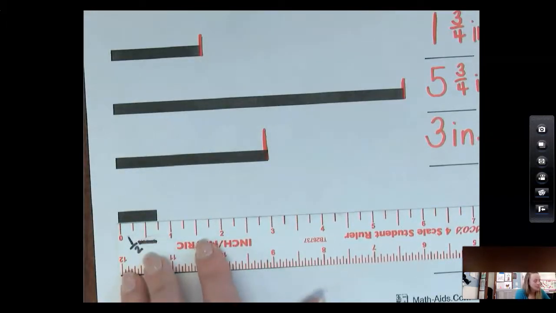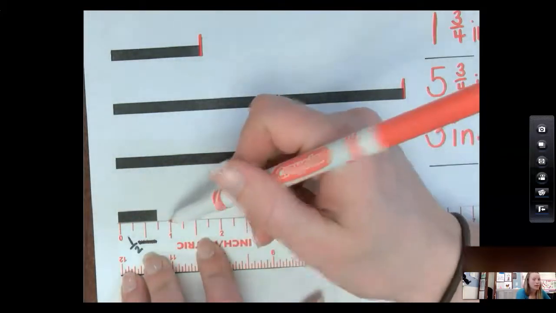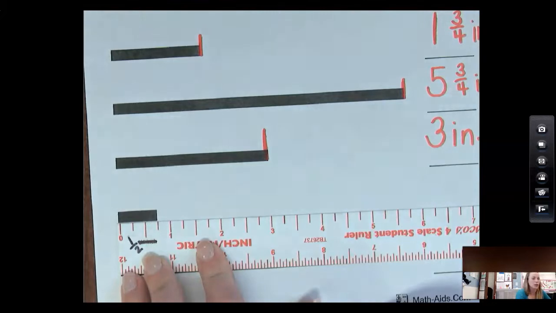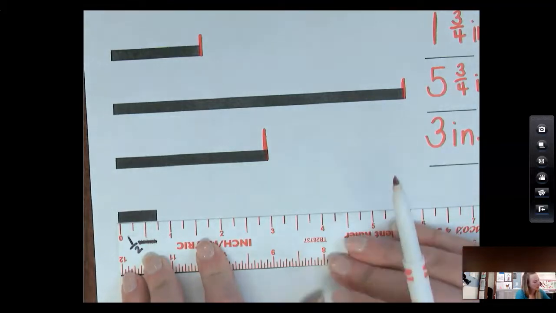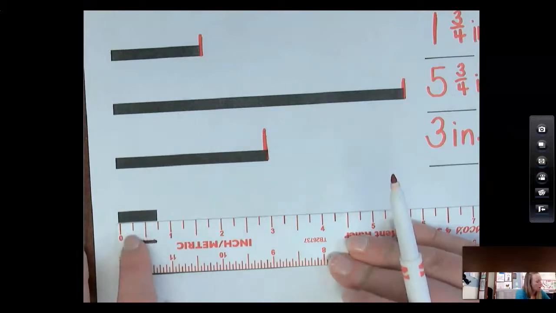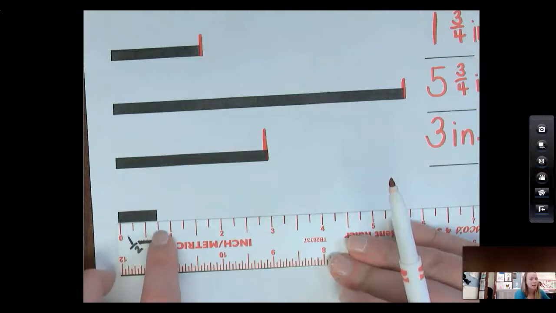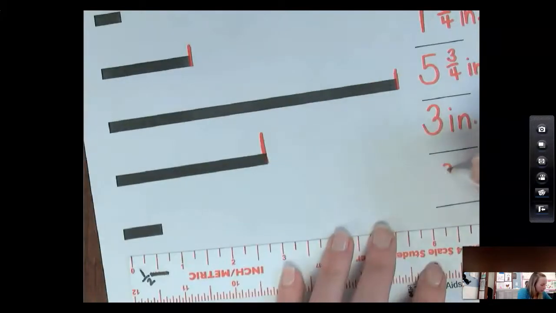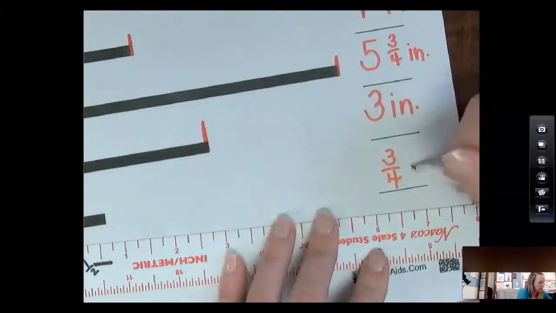All right, so it's between the 0 and the 1. If it is 0, we don't write 0, okay? So you don't have to write a big 0. So we have to start at our lines. We don't start at the one that says 0. We start here when we sing our song. Ready? A fourth, a half, 3/4. Let's sing it again. A fourth, a half, 3/4. So it is at 3/4. And we must remember to write inch.